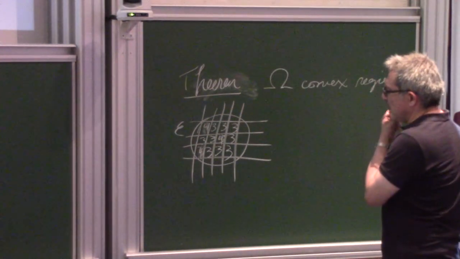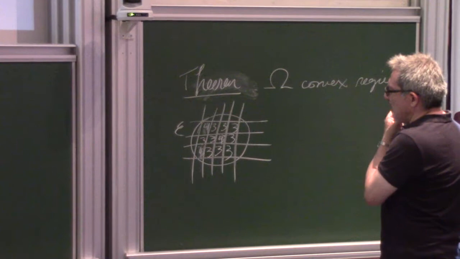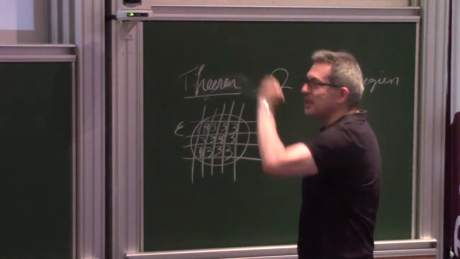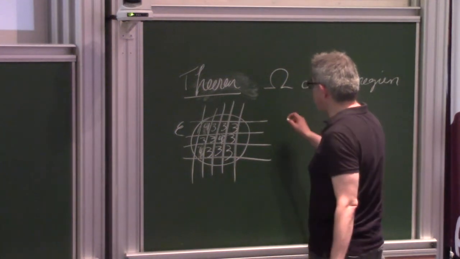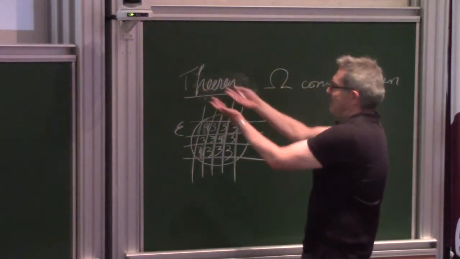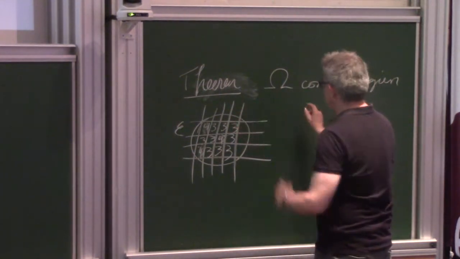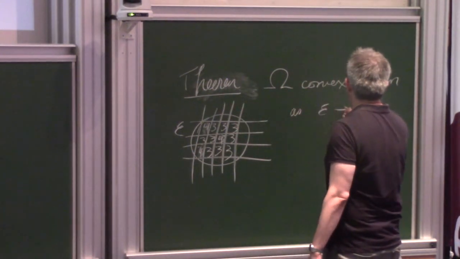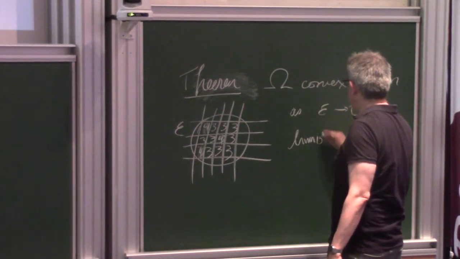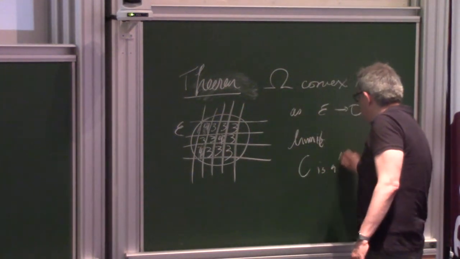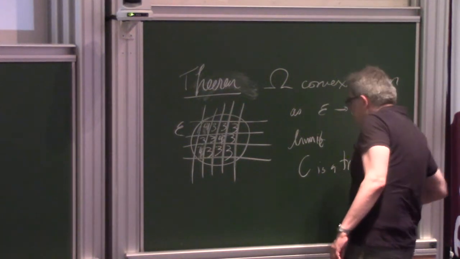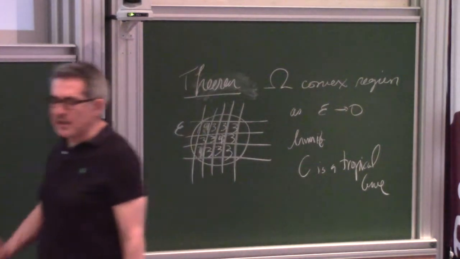If you take these locations and you put these additional grains of sand, and you do the rescaling as epsilon tends to 0, the limit C is a tropical curve. So they prove this one. I'll try to explain the proof of this theorem.